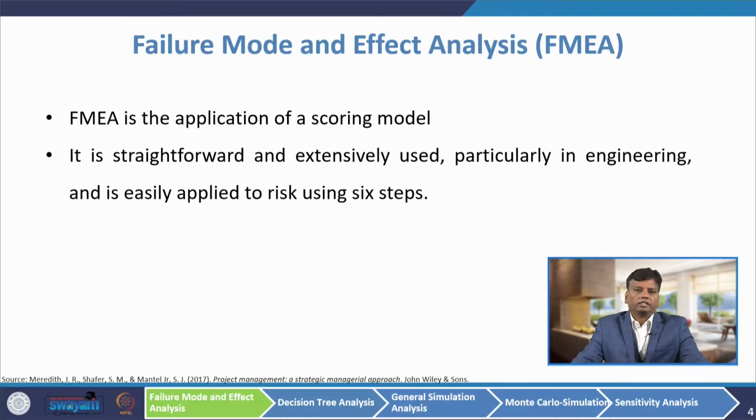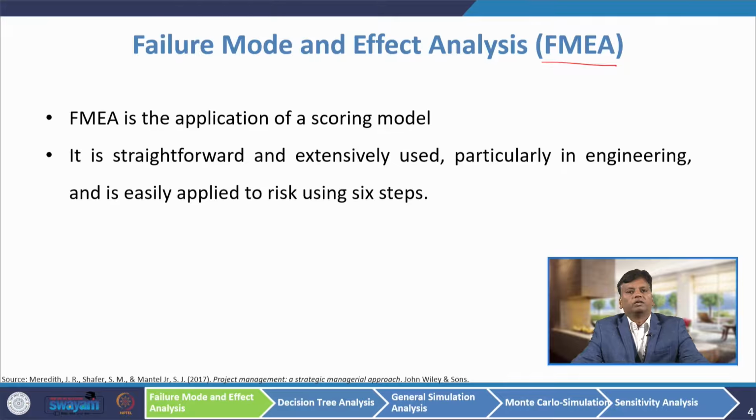The first technique is called failure mode and effect analysis. We shortly call it FMEA. FMEA is the application of a scoring model. There will be 3 criteria. We will apply some value for each criterion, then we will multiply them, and we will get a score for different types of risk. Whichever has the higher score is the most important risk that we have to focus on, or have to mitigate. It is straightforward and extensively used, particularly in engineering, and easily applied to risk using 6 steps.